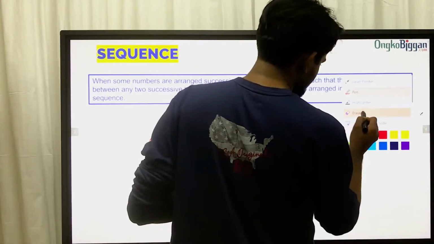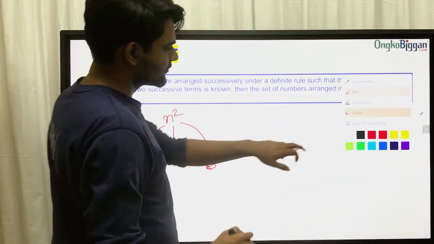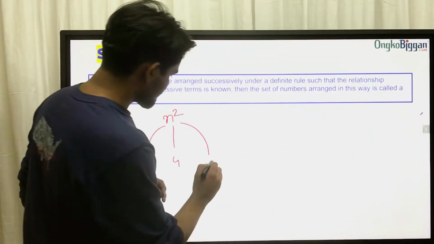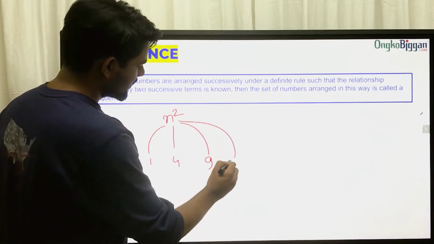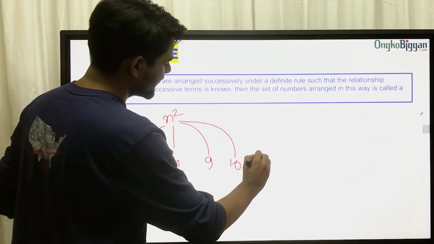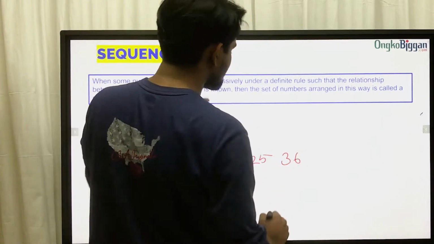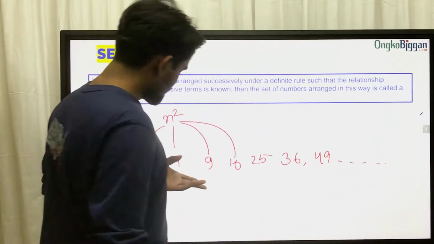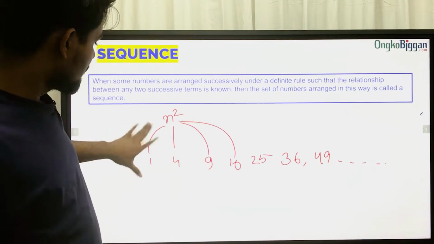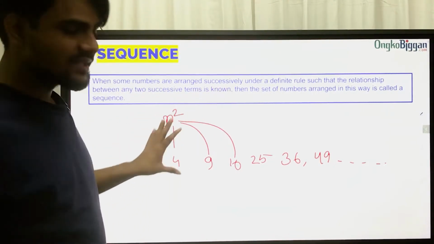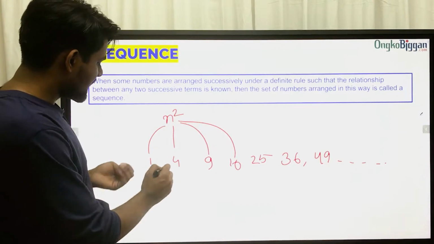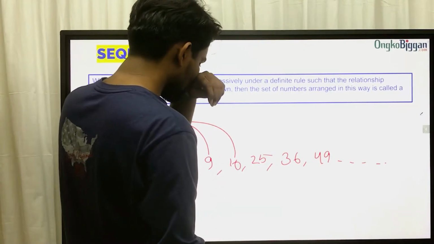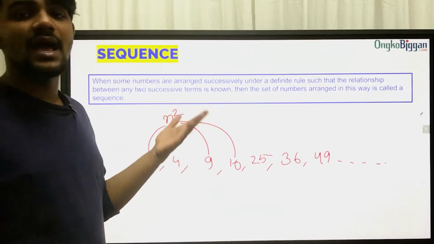It is not responding. So we get 9, then 16, then 25, then 36, then 49. So these are a sequence of numbers that has the common relation of n squared. If I write them as 1, 4, 9, 16, 25, 36, 49, we will get a sequence.